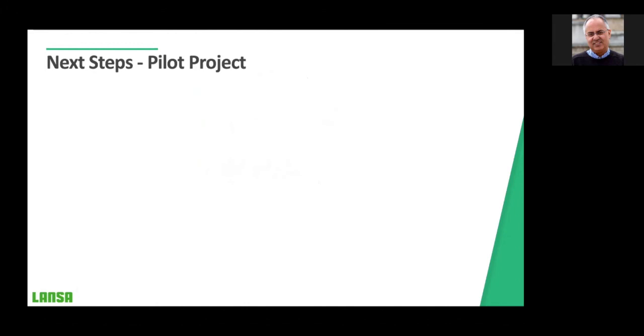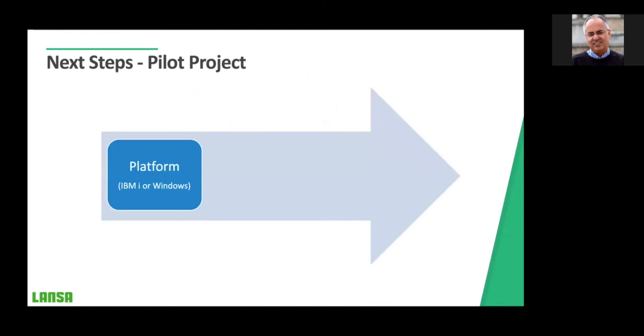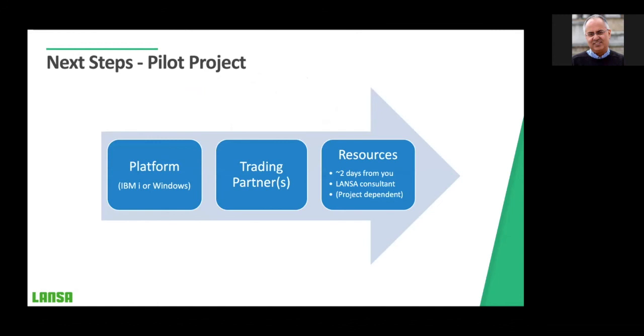As a next step, many of our customers engage with us in an initial pilot project, and this is where you can use the software and test it in your own environment with your own data. The first thing to do is to decide what server you'd like the system to run on. This can either be an IBM i or a Windows server. In either case, all the mapping and orchestration is carried out on a Windows PC. Secondly, you need to choose an appropriate trading partner or partners for the pilot project. And then we can start planning the resources or effort required for the pilot.